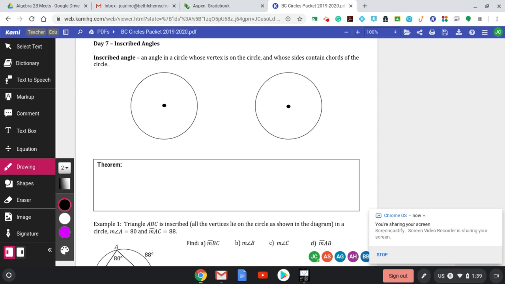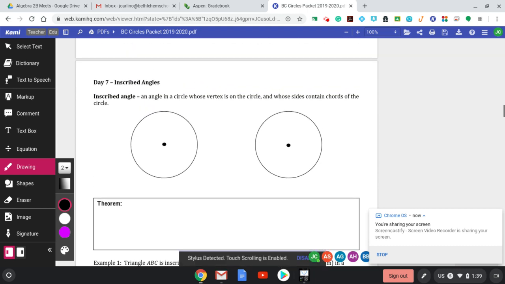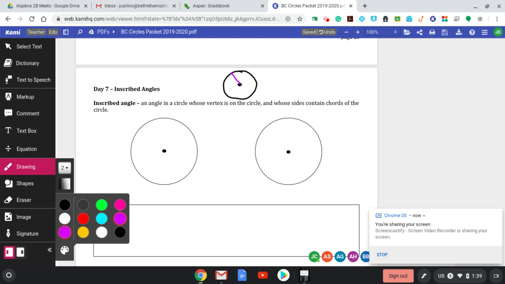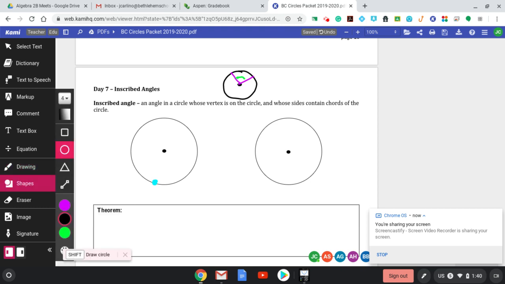Okay, so what is an inscribed angle? Well, first I want to quickly review with you what a central angle was, if you remember those. That is an angle where the vertex is the center of the circle. Okay, so here is my central angle. Okay, inscribed angle, much different. The vertex of an inscribed angle now is somewhere on the circle. Okay, it's somewhere on the circle.